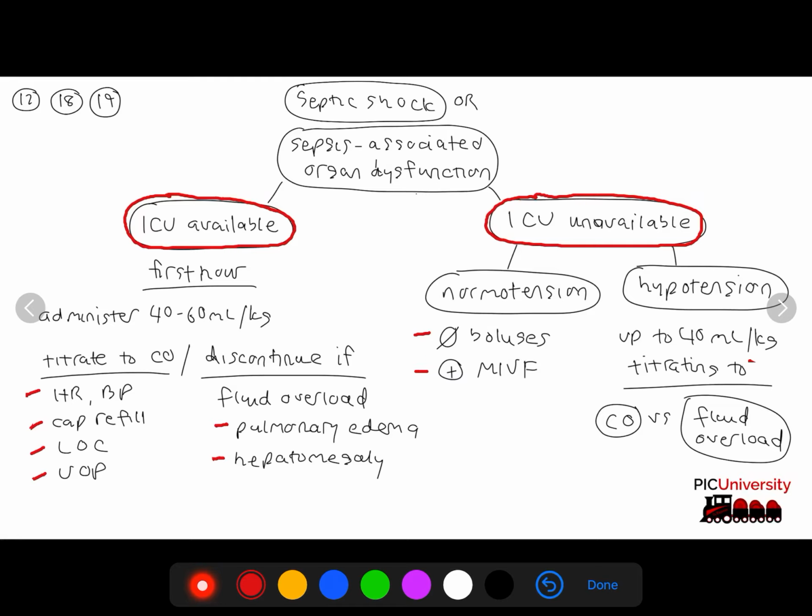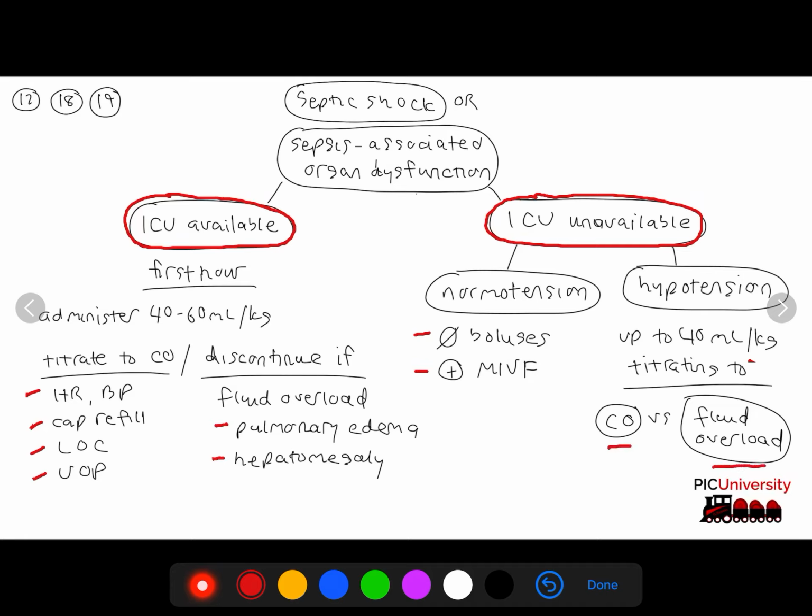Now, patients that present with septic shock with hypotension, on the other hand, do require slightly less aggressive fluid resuscitation without ICU capabilities. So they, according to the recommendations, should receive up to 40 milliliters per kilogram of fluid resuscitation, again, titrating those measures of cardiac output and fluid overload.